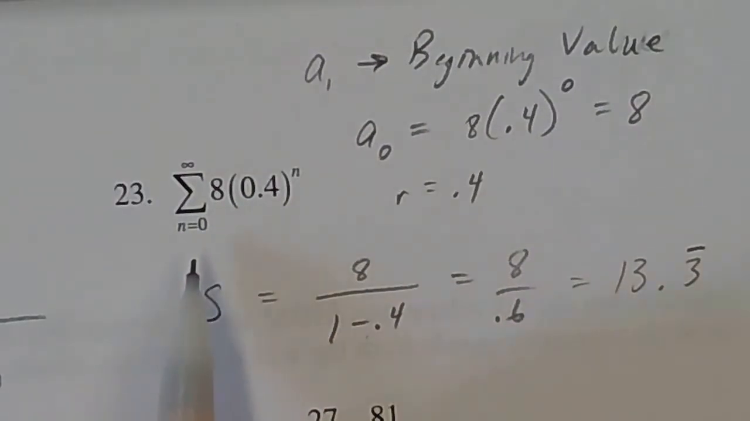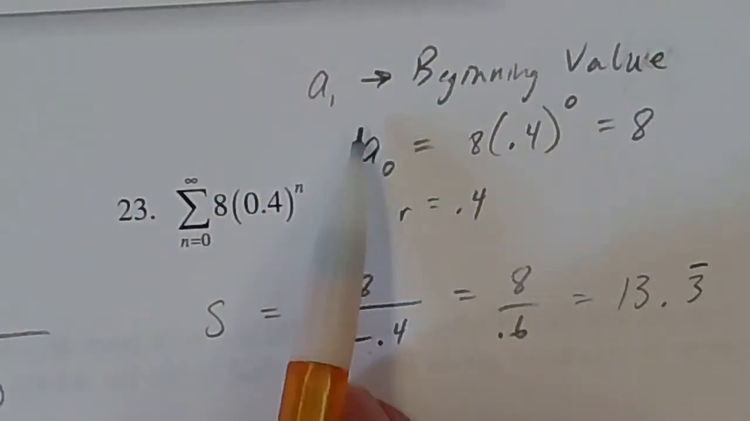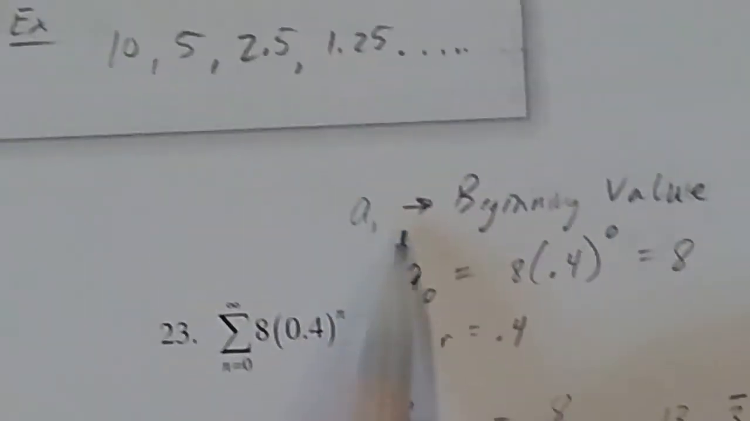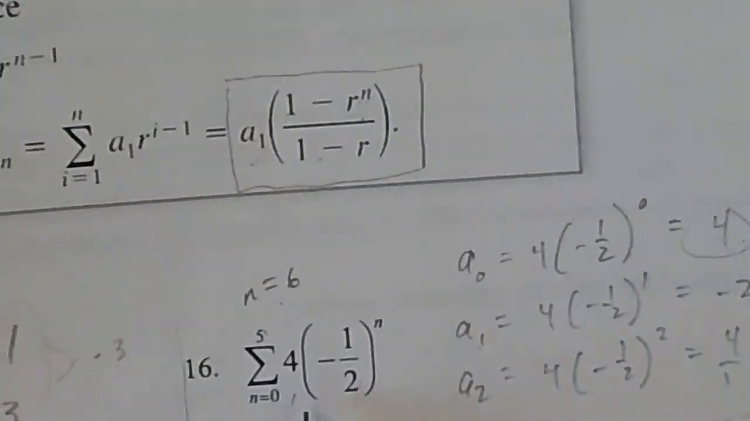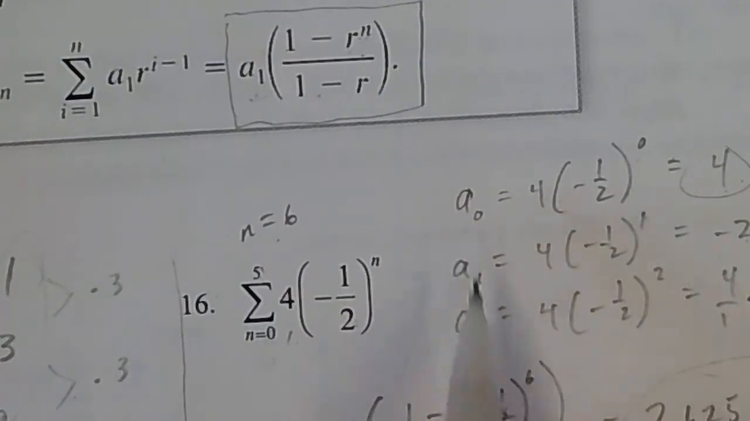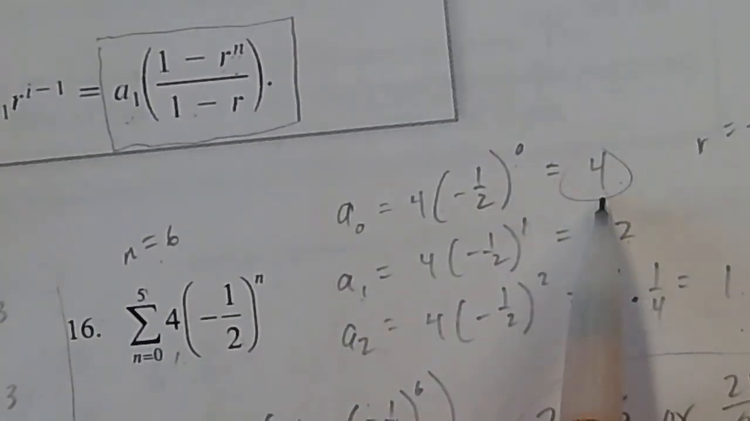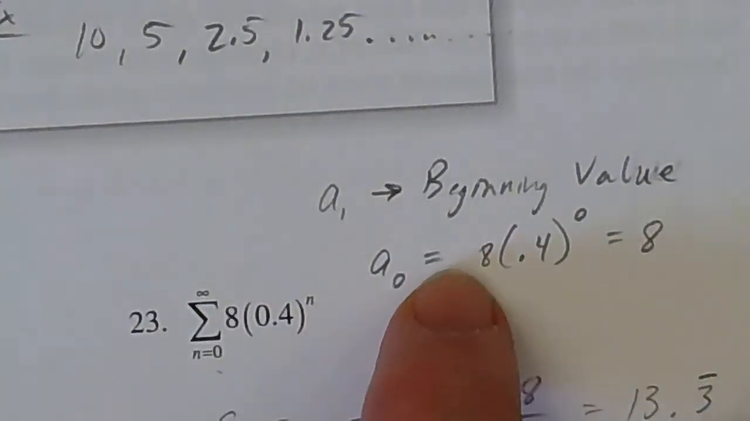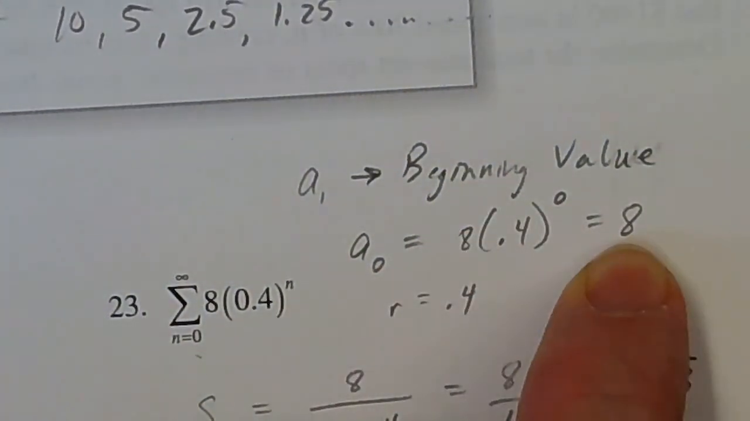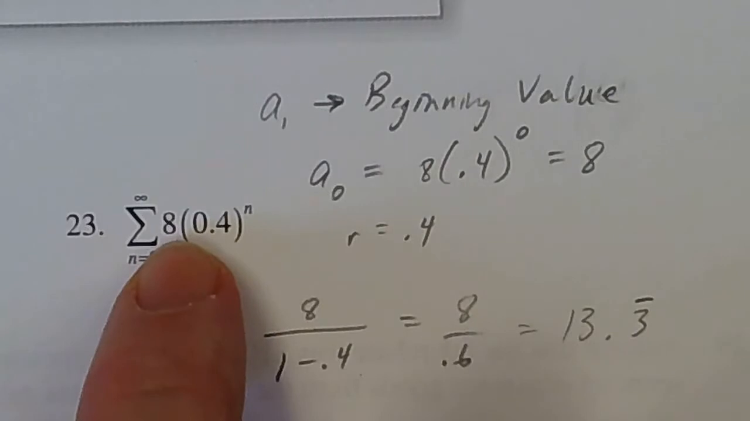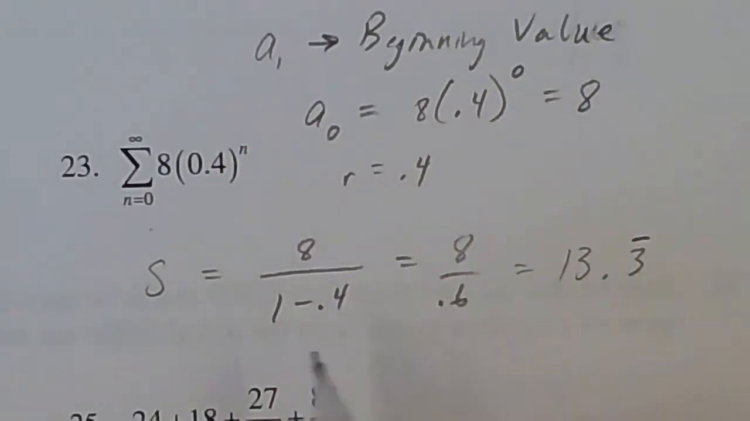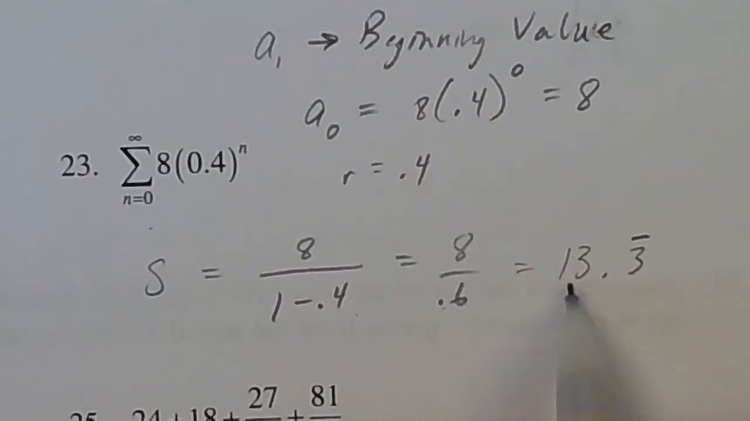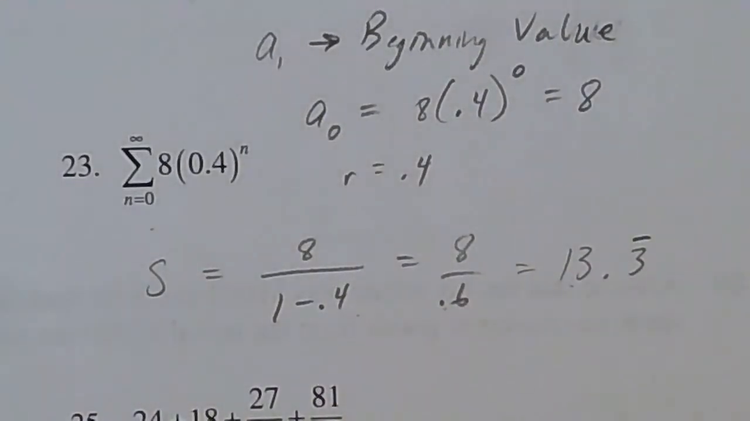All right, this happened yesterday on 16, so just a heads up. It can be a little confusing sometimes. Really, in these formulas, when they say A1, it's the beginning value. Happened here on 16 as well. To find the sum, A1 was the first value. It was 4 in this case because 0 is where they wanted you to start. All right, so get the beginning value. It is 8. Common ratio is 0.4. Expand it if you need to, but it's going to be that number right there. And we get 8 divided by 0.6, 13 and 1/3.